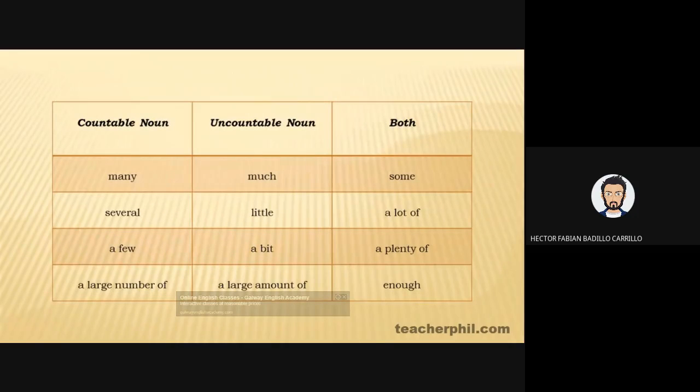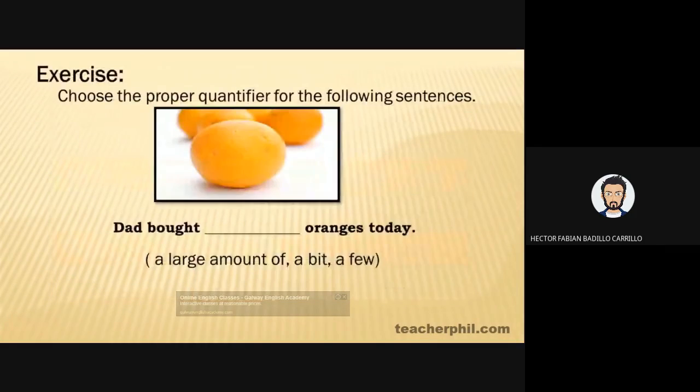Take a look at the table for quantifiers one last time before we proceed to our exercise. Done? Then let's go now to our exercise. Choose the proper quantifier for the following sentences. The first one, Dad bought blank oranges today. Is it a large amount of, a bit, or a few?